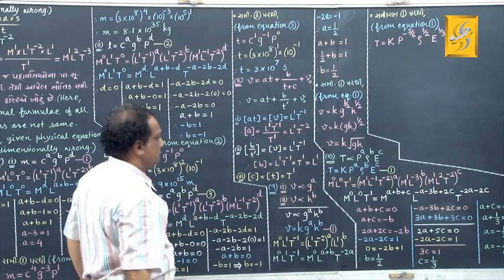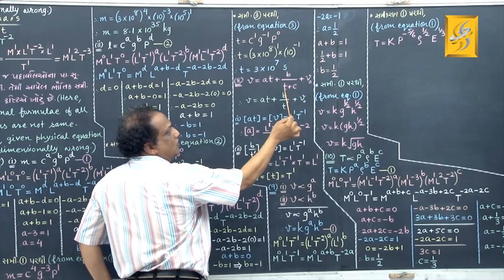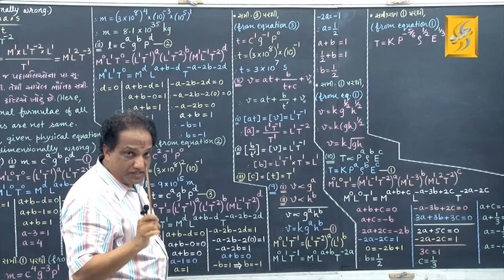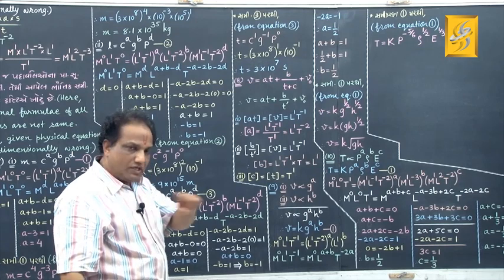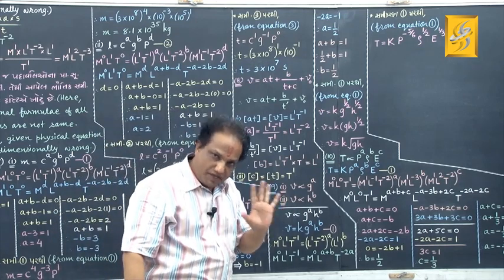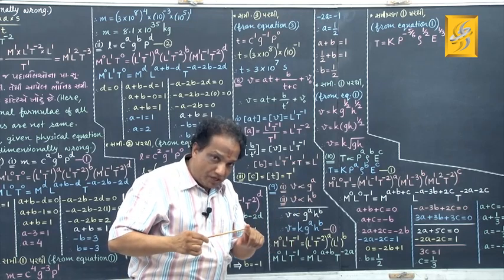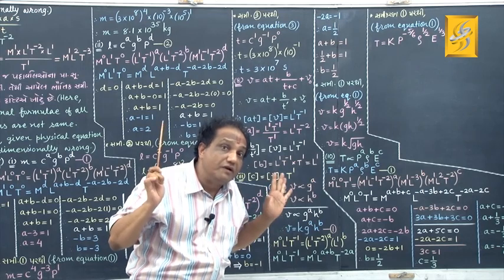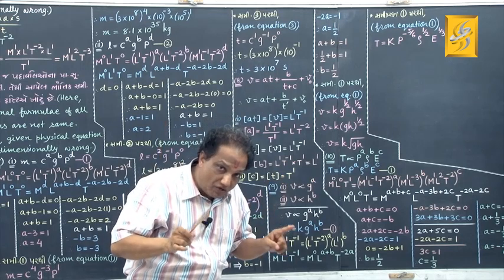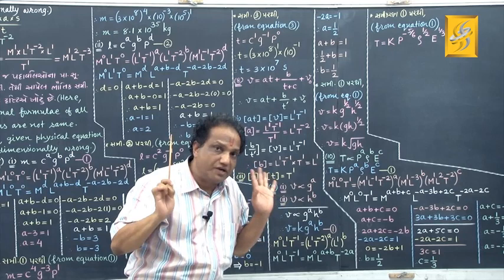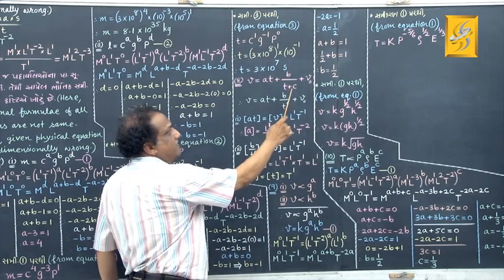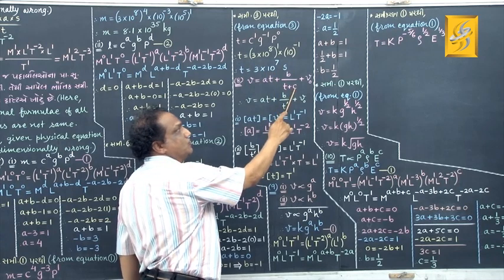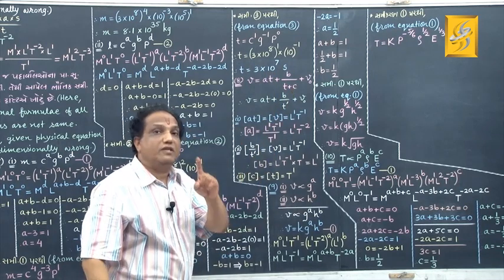Got it? You know one thing, whenever any given physical equation is dimensionally correct, all the terms will have the same dimensional formula. That is true. But remember one more thing, only identical physical quantities can be added or subtracted. Okay? So if you are adding C with T, then if T is time, C also must be time, then only you can make the addition.